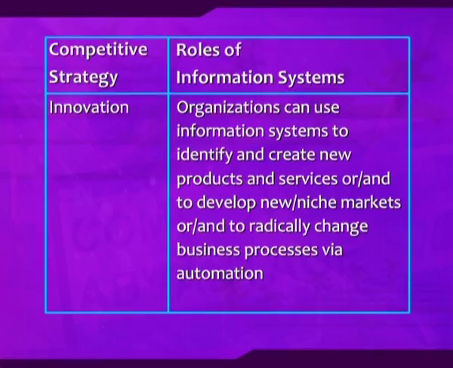Next is innovation. Organizations can use information systems to identify and create new products and services and to develop new or niche markets and to radically change business processes via automation. That is, using digital modeling and simulation of product design to reduce the time and cost to market. They also can work on new initiatives of establishing pure online businesses or operations.